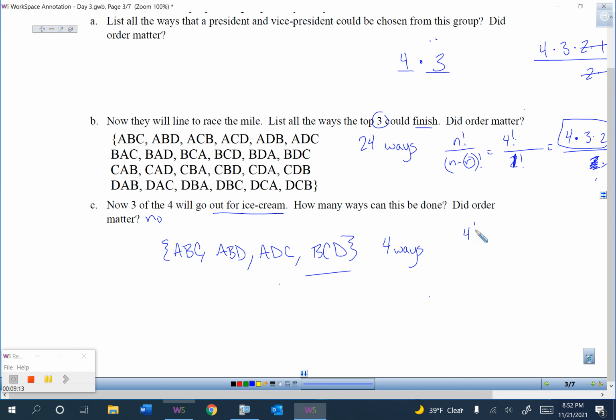And we can expand this out. 4 times 3 times 2 times 1, all divided by 3 times 2 times 1, and then 1 factorial is just 1. And then our 3, 2, and 1 goes away on top and bottom, leaving us the 4 over 1. So this formula can be very helpful, especially in terms of permutations, because it gets rid of us having to list out every single possibility to know how many possibilities there will be.